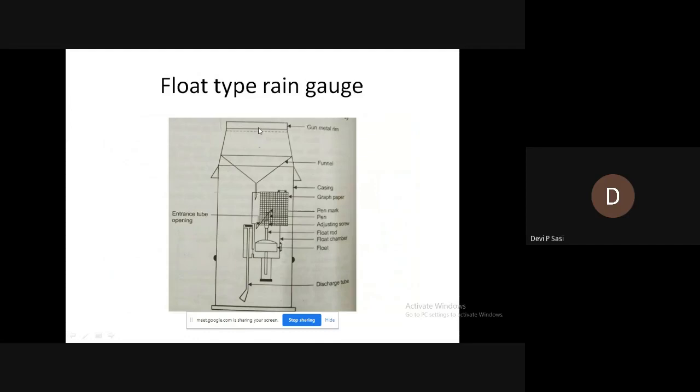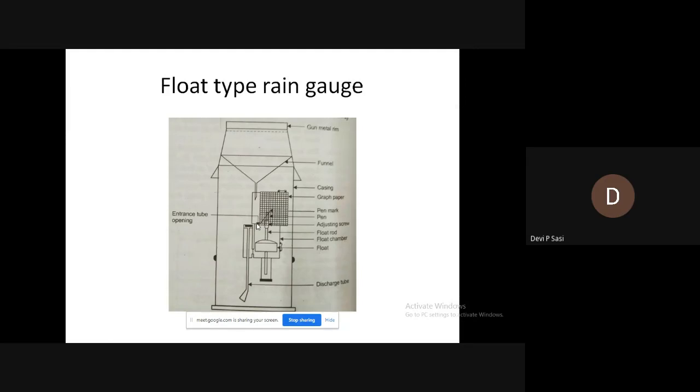The water reaches a funnel, and the funnel diverts the water towards the float chamber. The float chamber consists of a float, and if the amount of water in the float chamber increases, the float rises. When the float rises, it actuates a pen and produces a mark on the graph paper, just like the weighing mechanism. Similarly, by counting the number of marks, we can know the amount of rainfall collected.